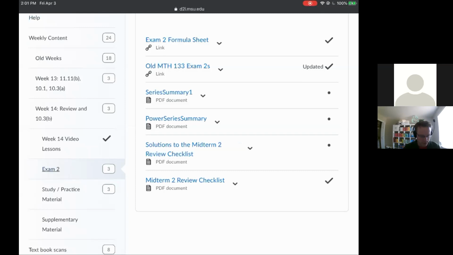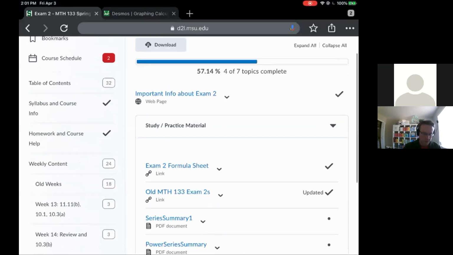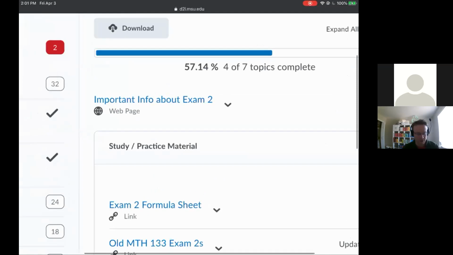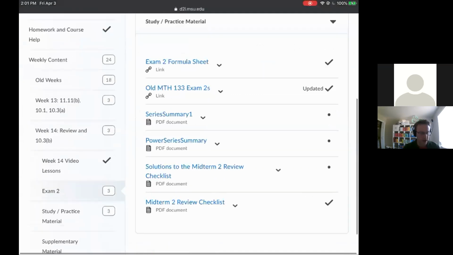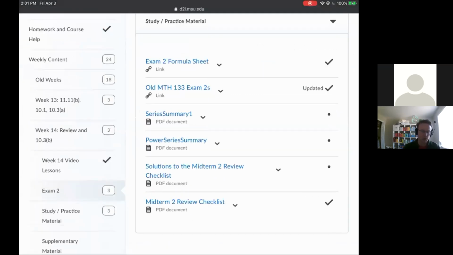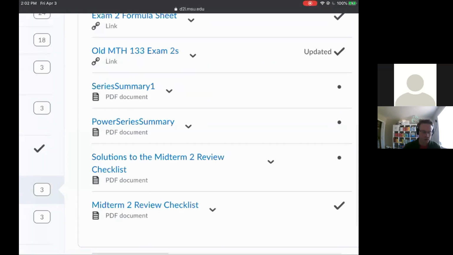But exam 2 is really what I wanted to talk about here. First of all, up here at the top, we have important info about exam 2. I'll click on this and go through a few things. But you'll also see that we have the formula sheet, some old Math 133 exam 2s. This just takes us to the uniform site, showing what kind of questions have been asked in the past. And then we have some nice review sheets that various instructors have contributed.